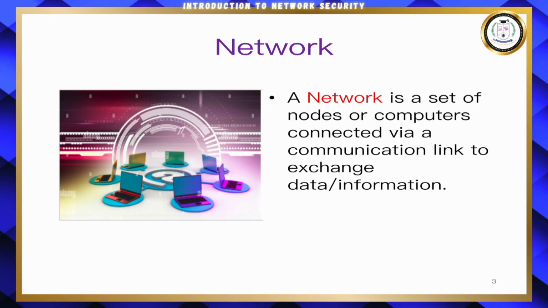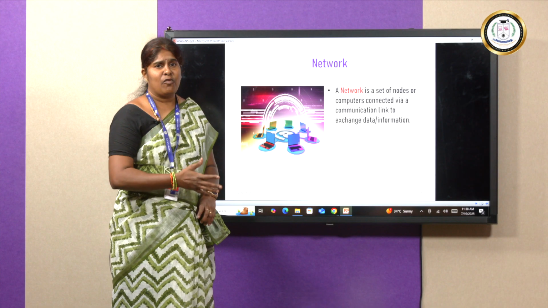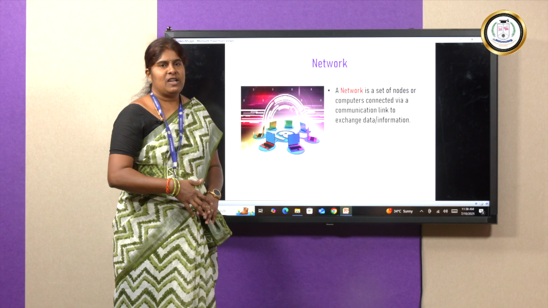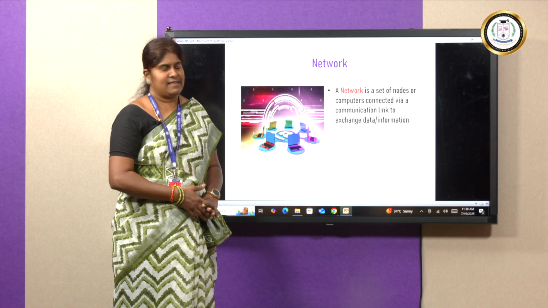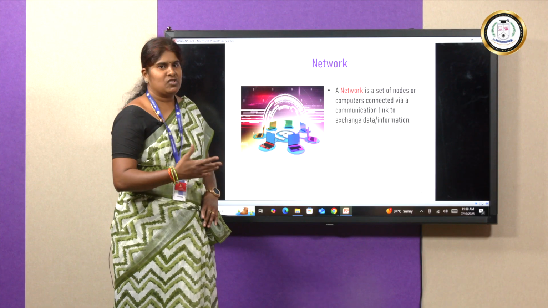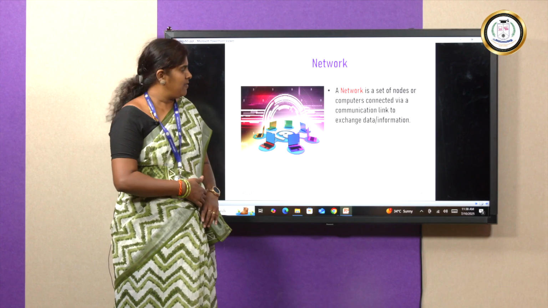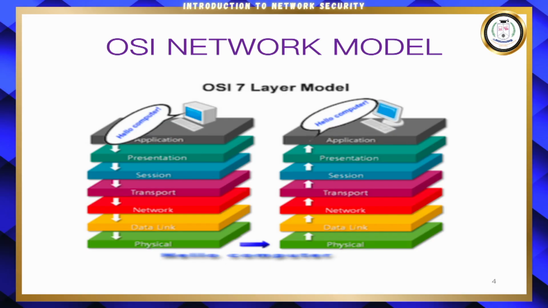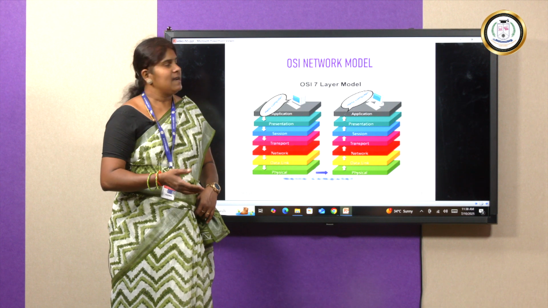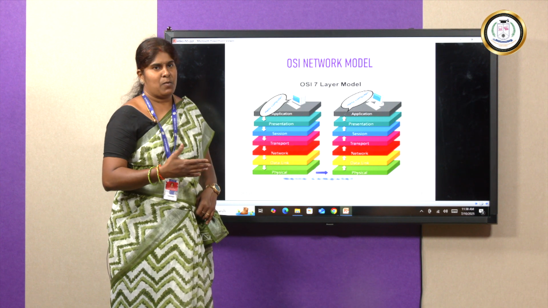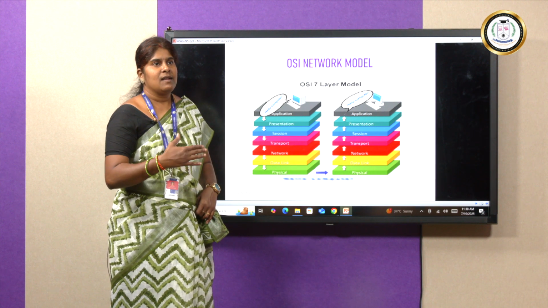What's a network? A network is nothing but a connection of one or more systems which are linked with a communication channel so that they can exchange messages. So we use a network for exchanging information. As we exchange information, there is a possibility of leakage of information. Before going deeper into it, let us see the OSI network model, how a network is structured.